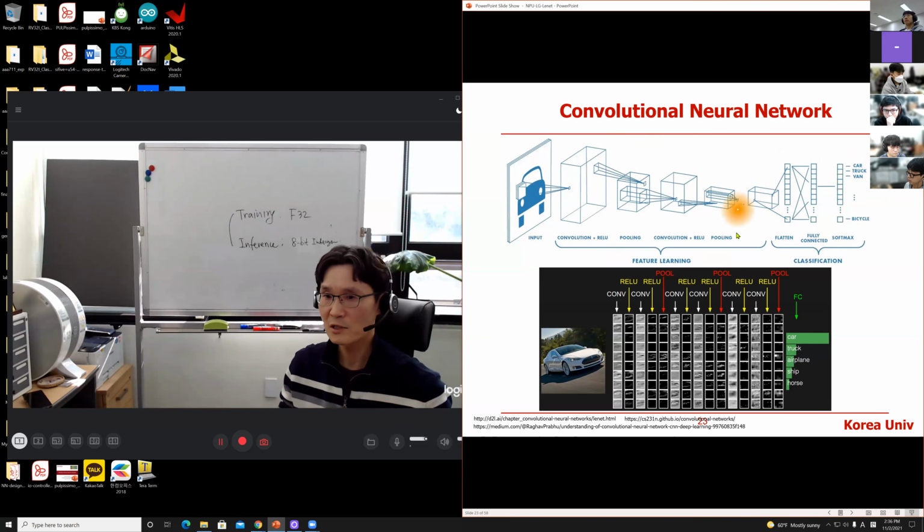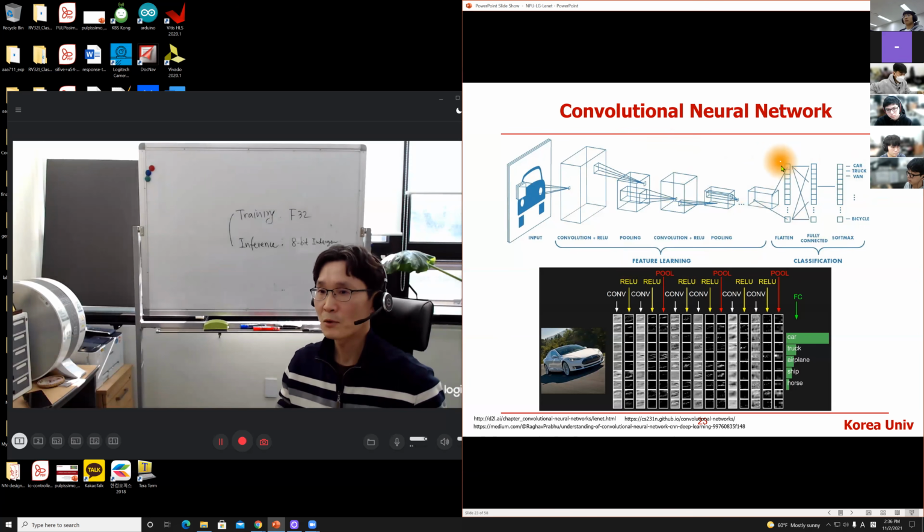So again, two different stages. First stage, feature extraction through convolution operation. And then based on these features, you want to classify that it is a car, a truck, or an airplane, and so on. That is typically a fully connected network. So in general, convolution operations and fully connected layers.